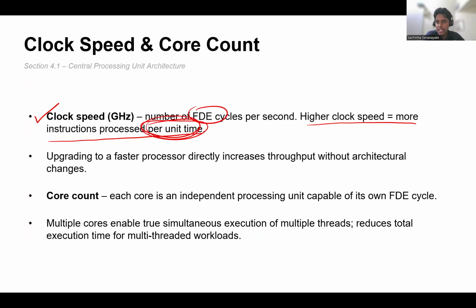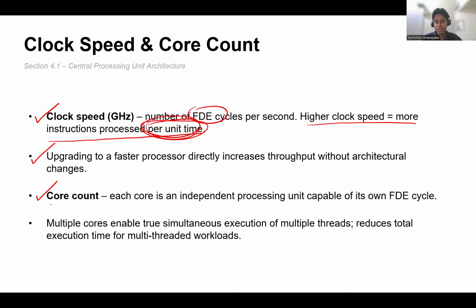Very important. Please address that this is per unit time. Don't just say higher clock speed is equal to more instructions. Please say that it's more instructions per unit time, per second, per minute, whatever, right? Upgrading to a faster processor would directly increase throughput, not only because that would sometimes result in a higher clock speed, but because architectural improvements in the processor will also mean that more data can pass through the CPU per unit time. So upgrading to a faster processor would increase CPU performance and computer performance overall.